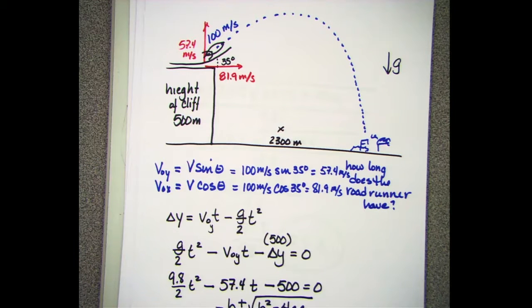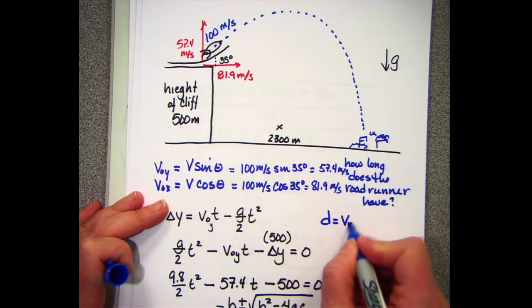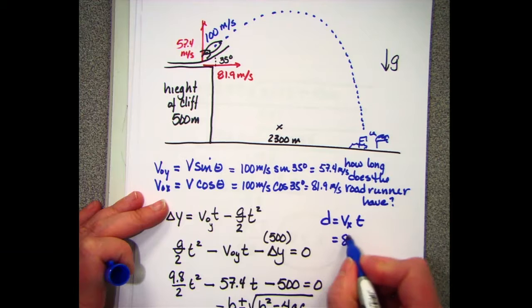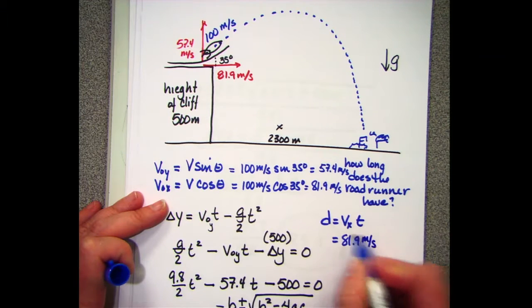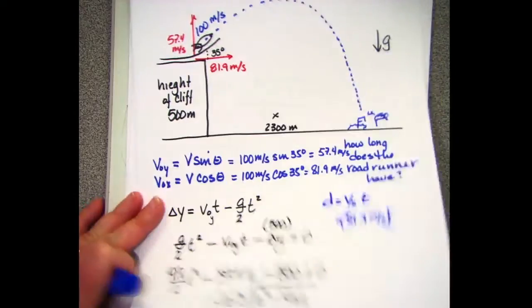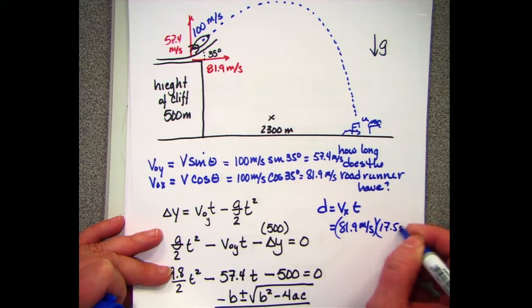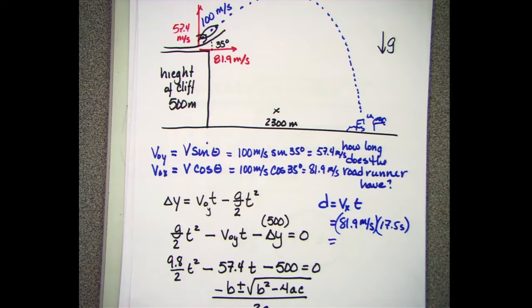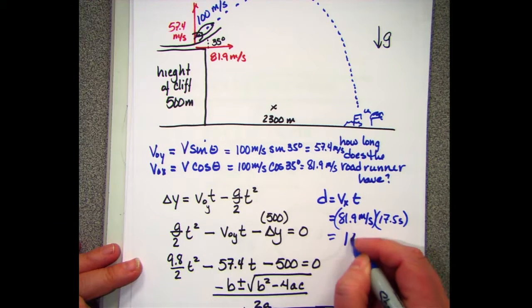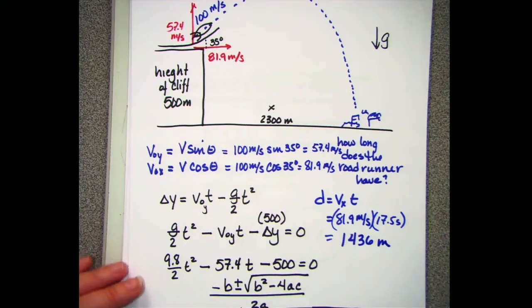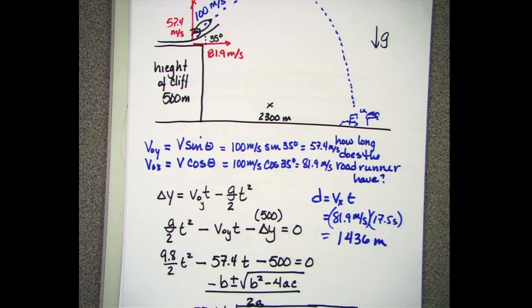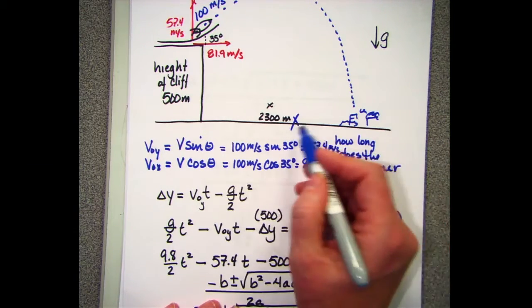Well, that's easy enough, because now I got the time, right? Because if I got the time, we know that the distance is going to equal the velocity in the x direction times time. We know that the velocity in the x direction is 81.9 meters per second. And we know that it's 17.5 seconds is going to be where we're going to get there. And if we do that, 81.9, I'm going to hit 1,436 meters away. And so if I set my birdseed at 2,300 meters, I'm going to miss. I'm going to end up, let's see, 1,400. I'm going to end up about here when I wanted to end up about there.